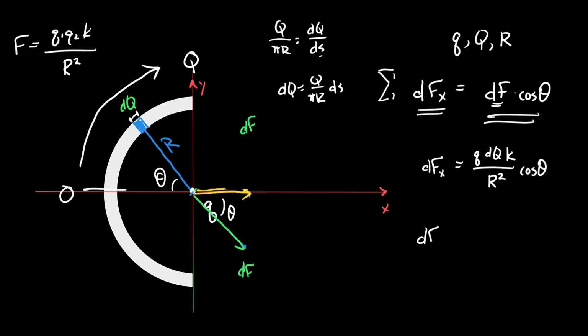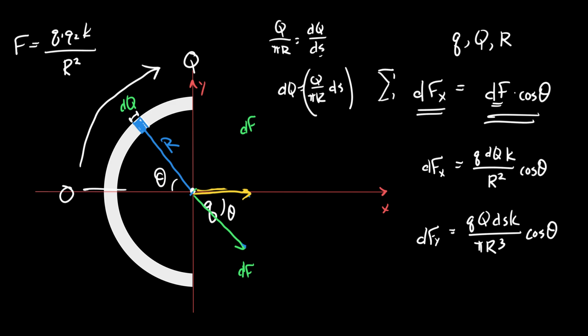So df of x equals, I want to do some algebra if you're okay. I know how to do it. So q ds k over pi r cubed cosine theta. So I put the q and the ds in the numerator and the pi and the r in the denominator. Is that okay with you guys? That's a lot for some of you to digest. So I'll wait a few seconds to make sure you know what I did.